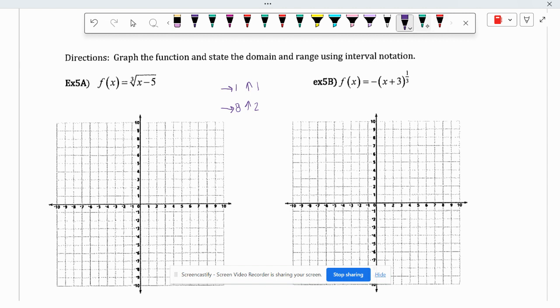But remember, with the cube root, you also have negatives in play. If I go 1 unit to the left, I go down 1 unit. And if I go 8 units to the left, I go down 2.